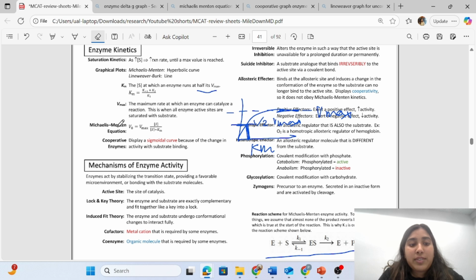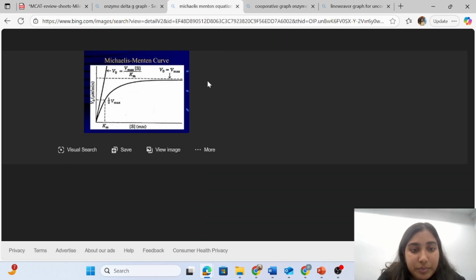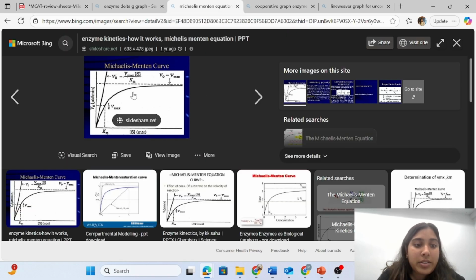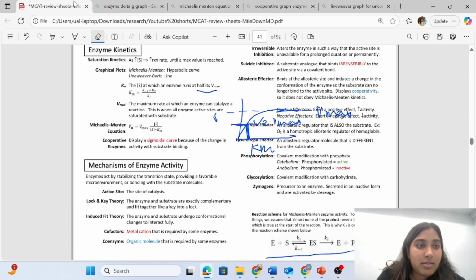The graph also gives you an equation, with V naught. I can actually show you. Okay, so this is the Michaelis-Menten curve. You have V naught on the y-axis and substrate concentration on the x-axis. If you want to find the velocity of the reaction at any point, you take Vmax multiplied by substrate, over Km plus the substrate. The equation is wrong over here. This is the correct equation: V naught equals Vmax S over S plus Km.